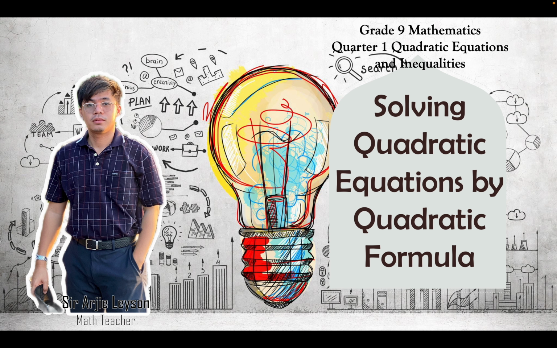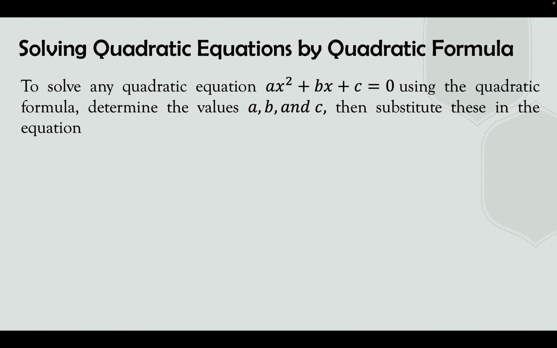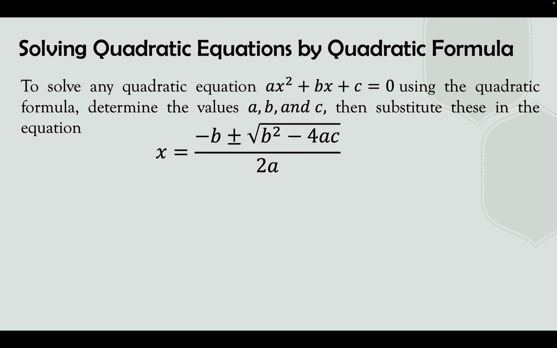In this video, we will discuss all about solving quadratic equation by quadratic formula. To solve any quadratic equation ax squared plus bx plus c equals 0 using a quadratic formula, first, we need to determine the value of a, b, and c, then substitute this one to this equation. x equals negative b plus or minus square root of b squared minus 4ac over 2a.